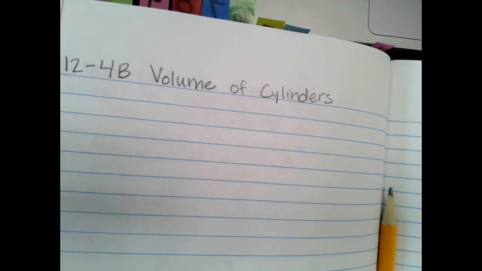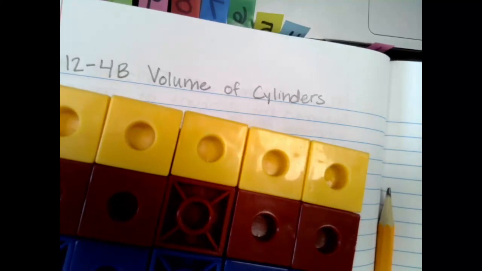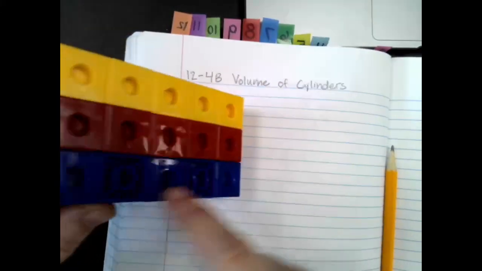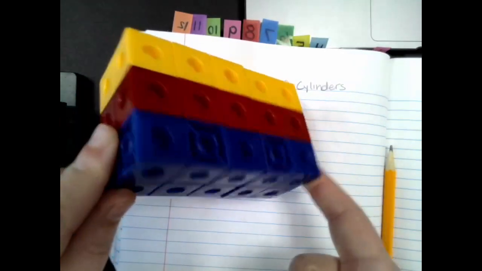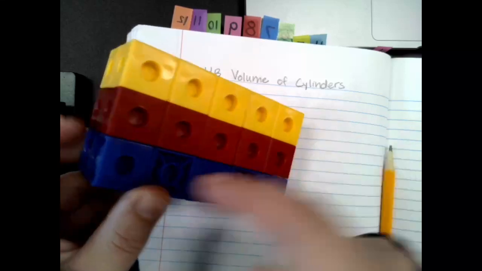So yesterday we talked about this shape. This was a rectangular prism, so this is not a cylinder. But we talked about how many cubes there were in this bottom layer. We said there was 10. And then we knew that there was 3 layers, so we measured that height in each of those.